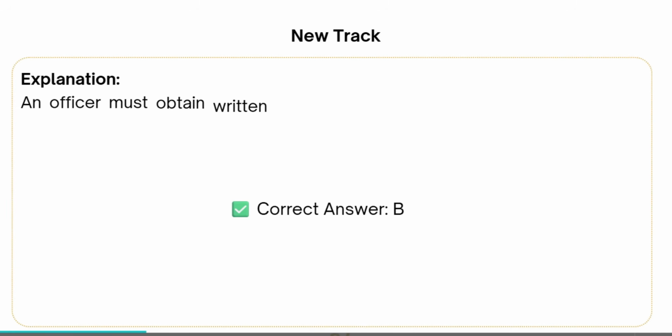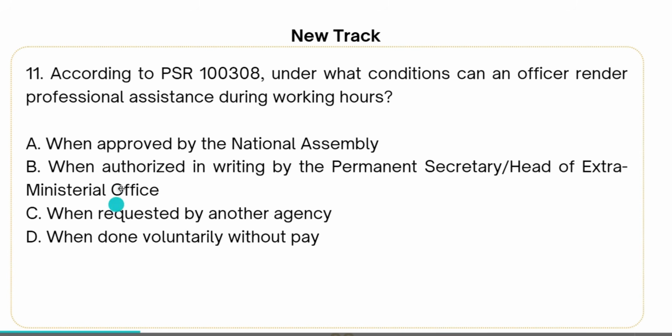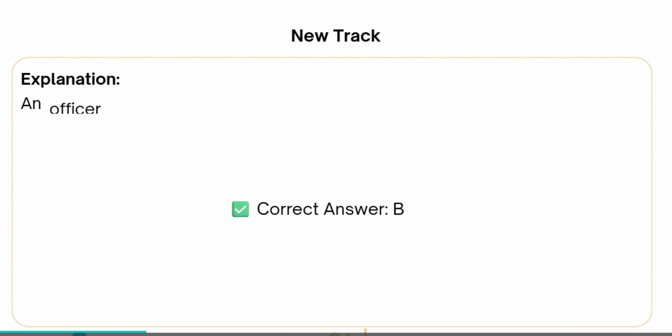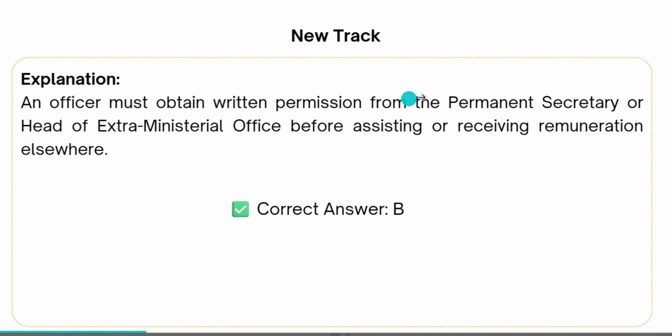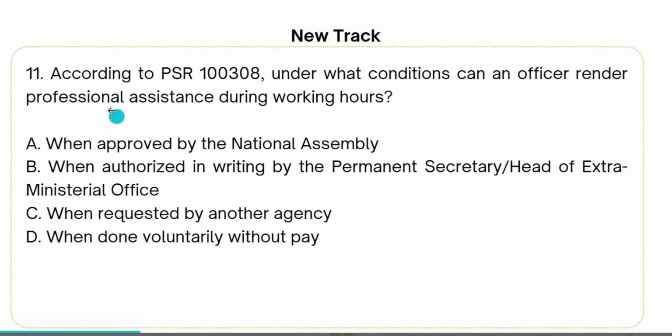The right option is option B, and option B says when authorized in writing by the Permanent Secretary or Head of Extra Ministerial Office. The explanation says an officer must obtain written permission from the Permanent Secretary or Head of Extra Ministerial Office before assisting or receiving remuneration elsewhere. Remember, the question says according to the PSR, under what condition can an officer render professional assistance during working hours? Only when authorized in writing by the Permanent Secretary or Head of Extra Ministerial Office.